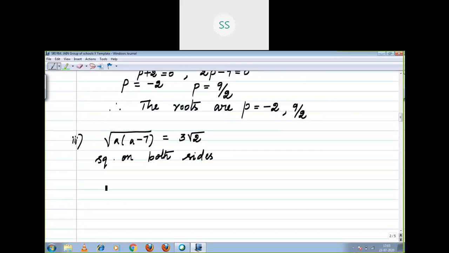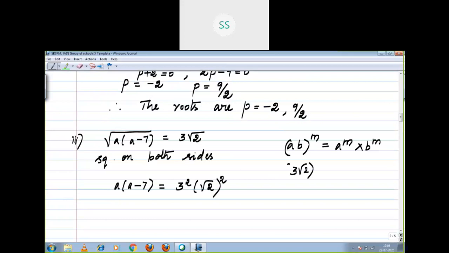What can you get on the left side? a into a minus 7. On the right hand side, 3 square into root 2 the whole square. Here you are applying the law of exponents, right? ab the whole power m equal to a power m into b power m. Squaring, I said, no? 3 root 2 the whole square equal to 3 square into root 2 the whole square.